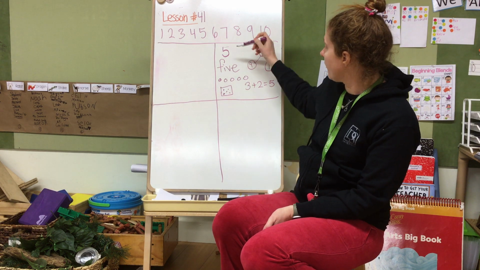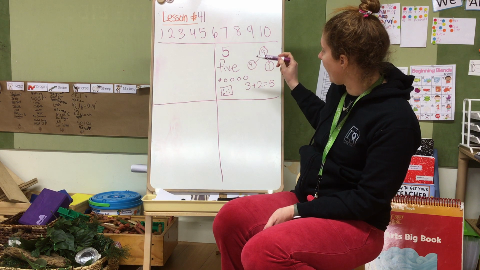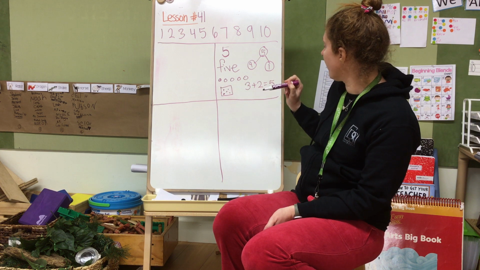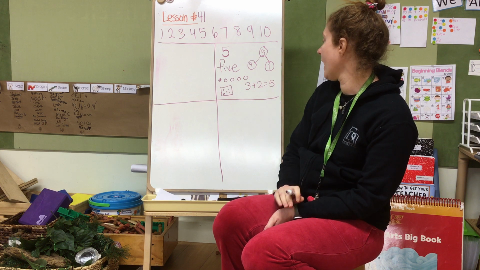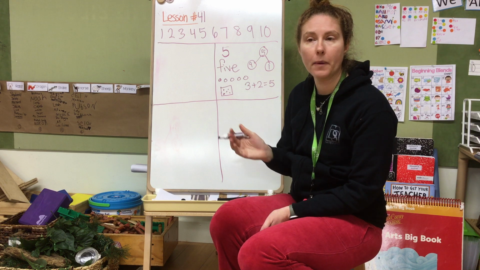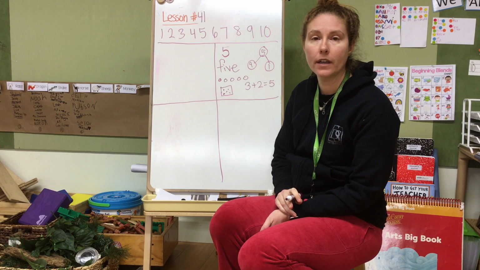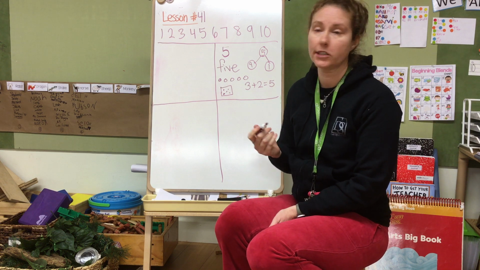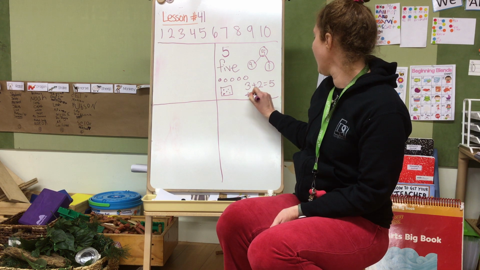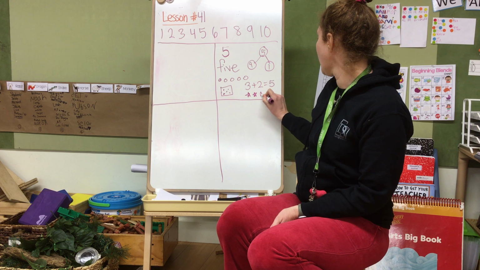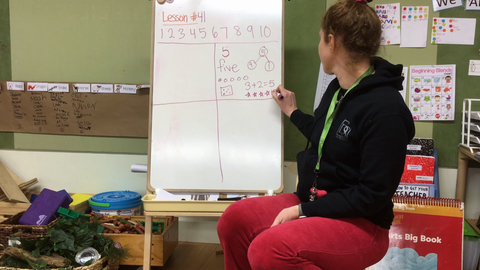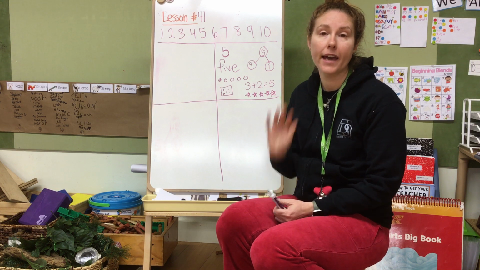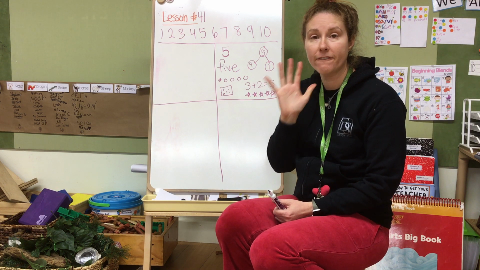So now we have the number 5, the word 5, a 5 dot card, a 5 dice, a 5 number bond, a 5 math problem. Is there any other way we could represent 5? Well, maybe if you wanted to draw pictures, right? We always use pictures as a tool. So maybe I'll draw 5 stars. Great. So that's a lot of ways to represent one number, the number 5.